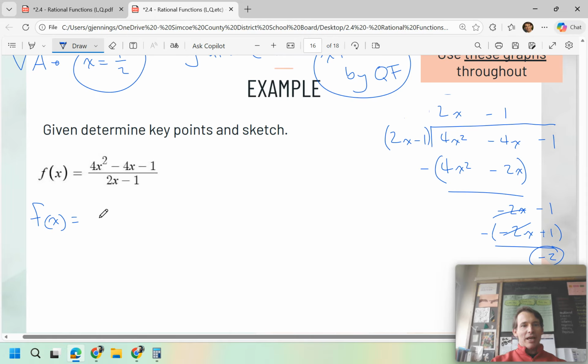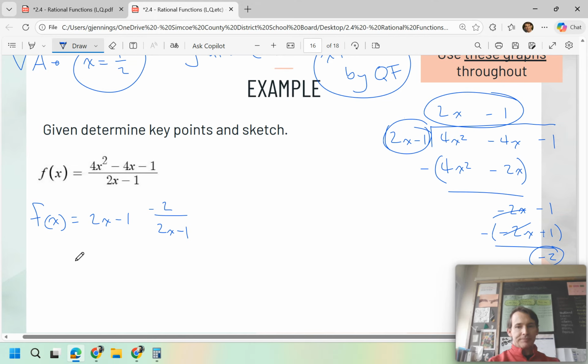Okay, so then we get, this is equal to 2x minus 1 plus, we should say minus here, minus 2 over 2x minus 1. It's kind of cool that this thing is that thing, but that's kind of just coincidental here. Keep exact values. Do not round. Okay, so at this point, what's our slant asymptote or our oblique asymptote?